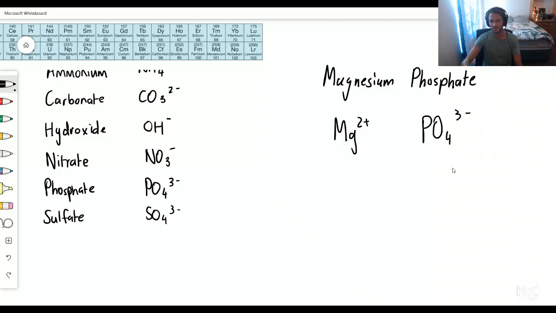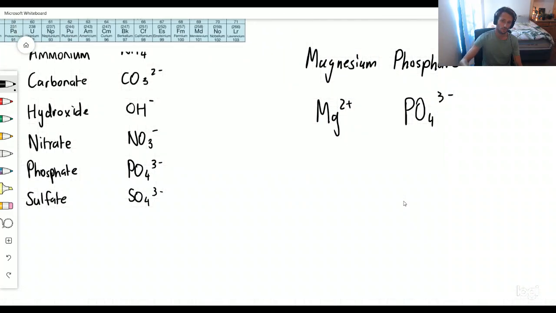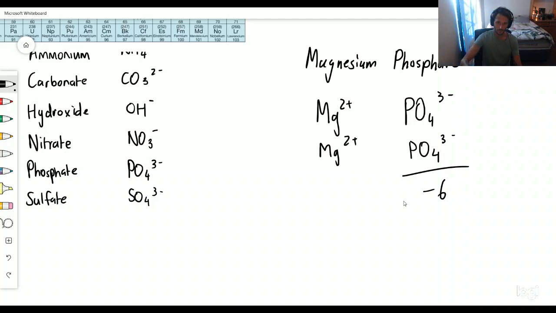Now this is a slightly difficult one because we've got a 2 on one side and a 3 on the other side. So what can we do here? Whenever you get a 2 and a 3, there's a clever way to do it. You add one more of the 3s. This gives me a total of -6 because of -3 and -3. And how do we get 2 into 6? Well, you just add 2 more. So you've got Mg2+, Mg2+, and this gives me +6.